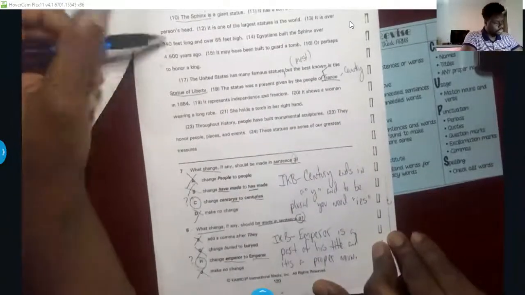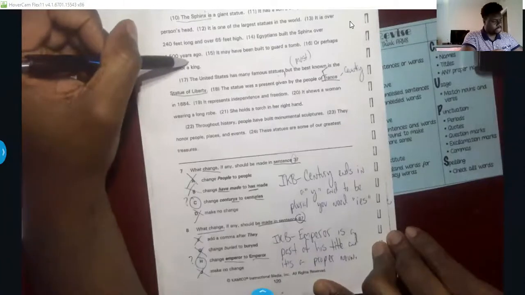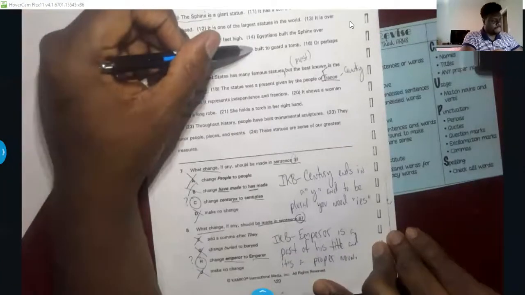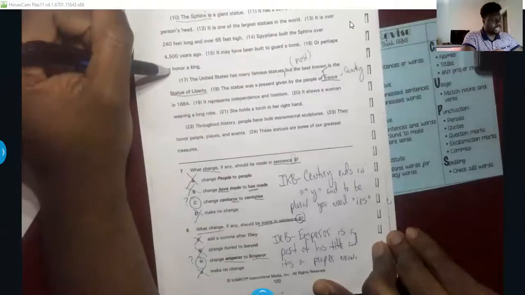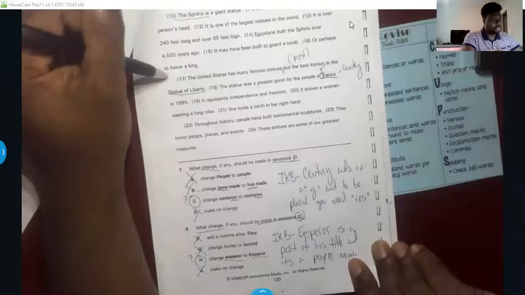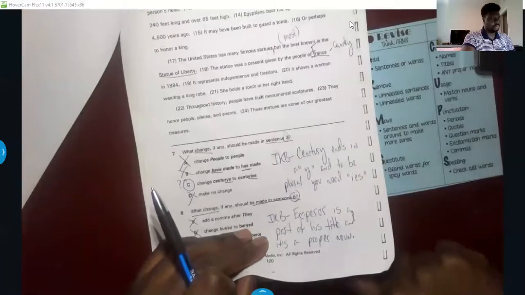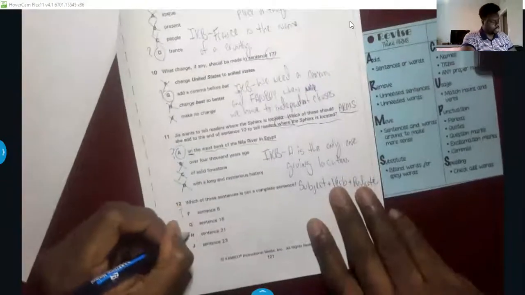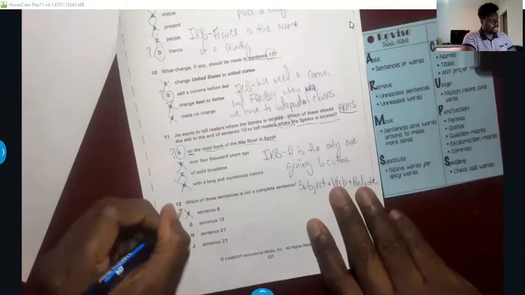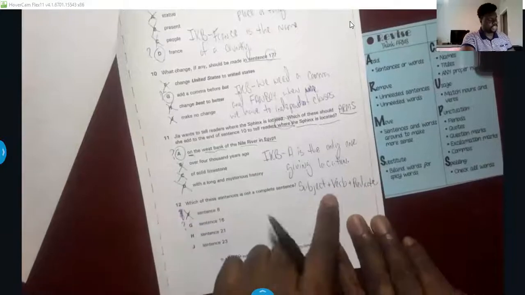Let's look at sentence 16. It may have been built to guard a tomb, or perhaps to honor a king. Perhaps to honor the king. Does that have a subject? Perhaps to honor a king. I'm thinking. Oh, sorry. I'm thinking this one's missing a subject. What do you mean, or perhaps to honor a king? Let's keep going and keep reading.